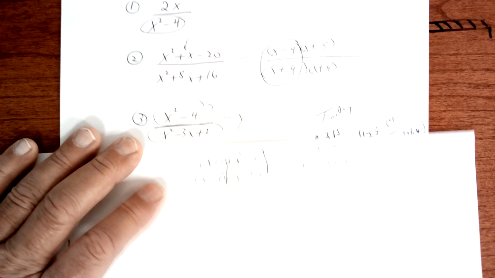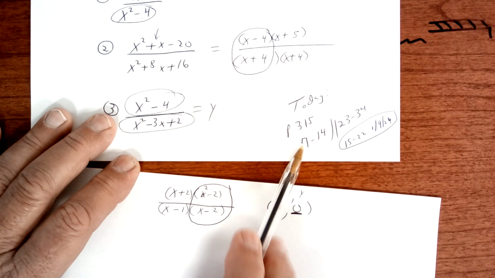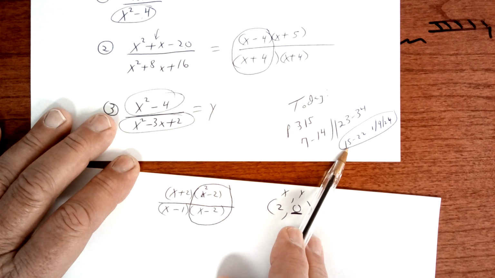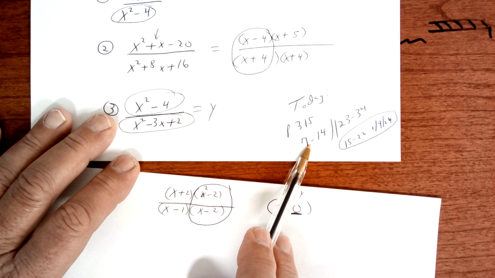All right, today's work is right here. We did this yesterday. Make sure you draw the diagram and use your graphing calculator to confirm your horizontal and your vertical asymptotes.